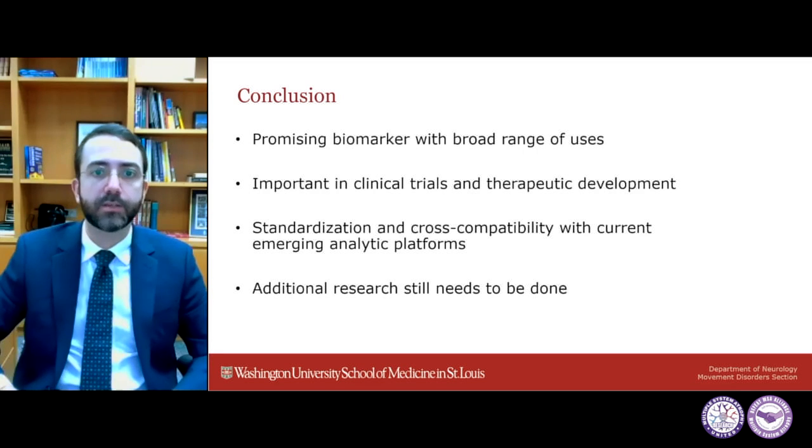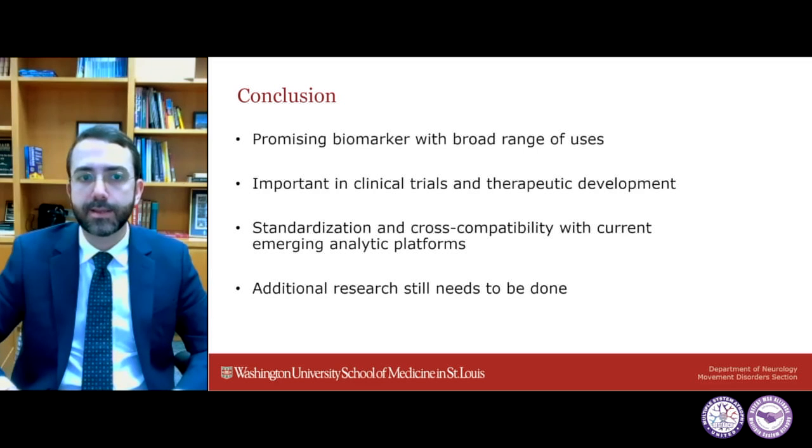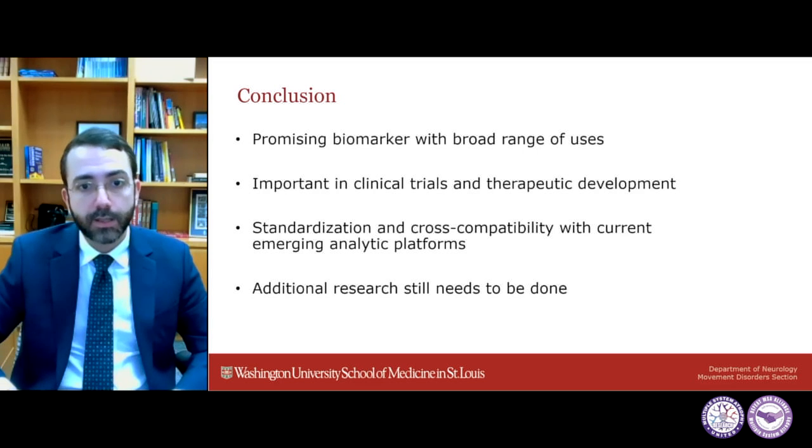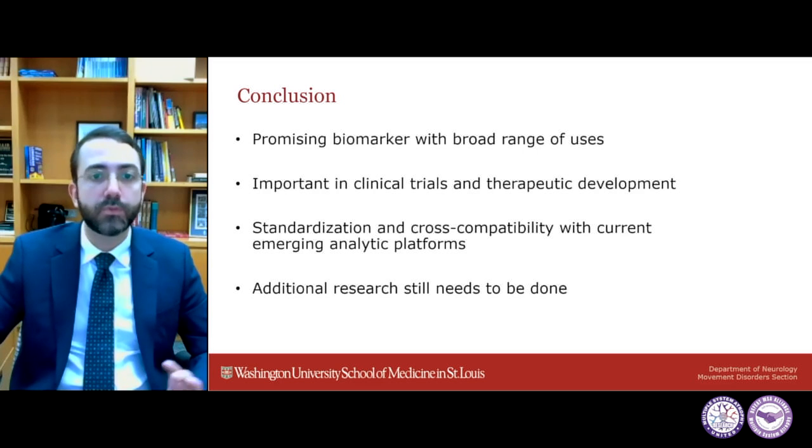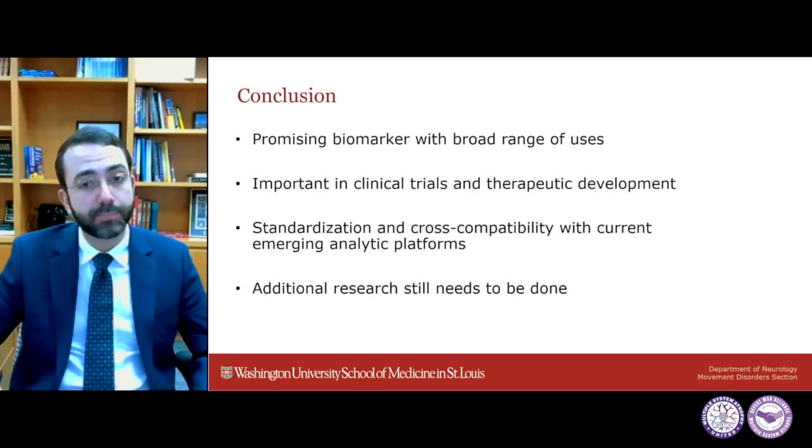We do have to standardize our current analytic platforms, but we certainly need more research to be done to answer some of these questions about the reliability of neurofilament light chain as a biomarker in multiple system atrophy.